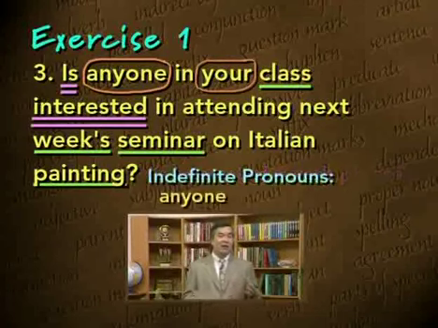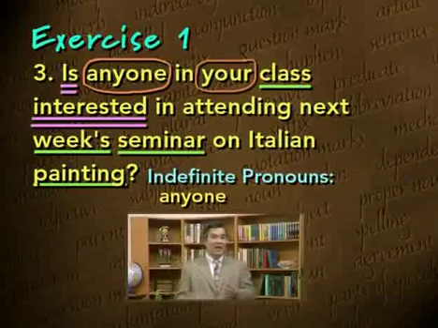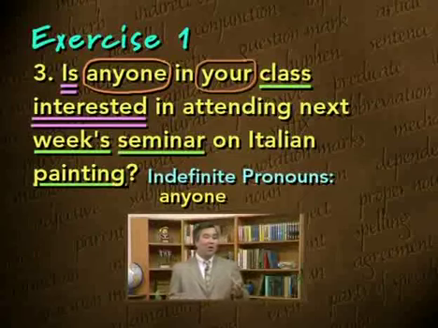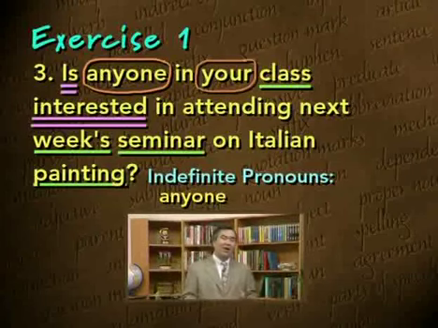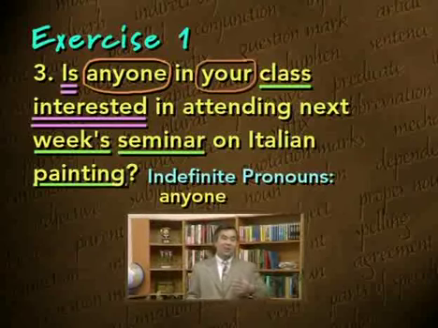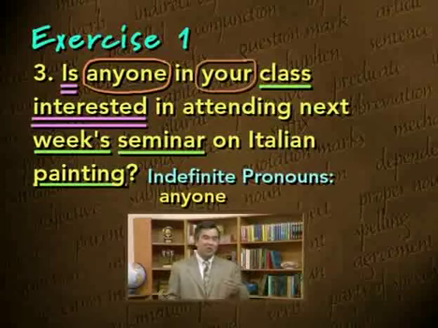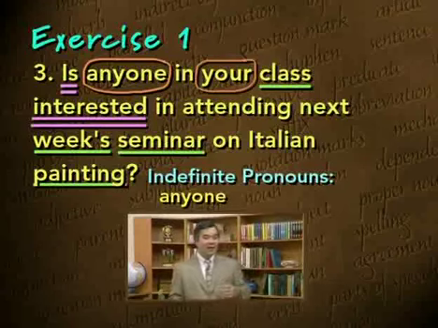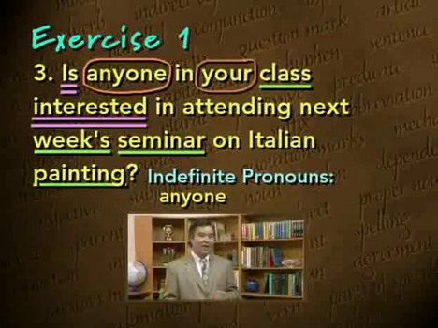The pronoun anyone is from a class of pronouns known as indefinite pronouns. And they're called indefinite pronouns because they refer to one or more nouns that are indefinite, that are not specifically stated. Who or what is anyone? Well, we really don't know. The antecedent of the pronoun anyone is not definite. The person who is asking this question is referring to some unknown person in your class who might be interested in next week's seminar. Since the person is unknown, that person is referred to using an indefinite pronoun, anyone.